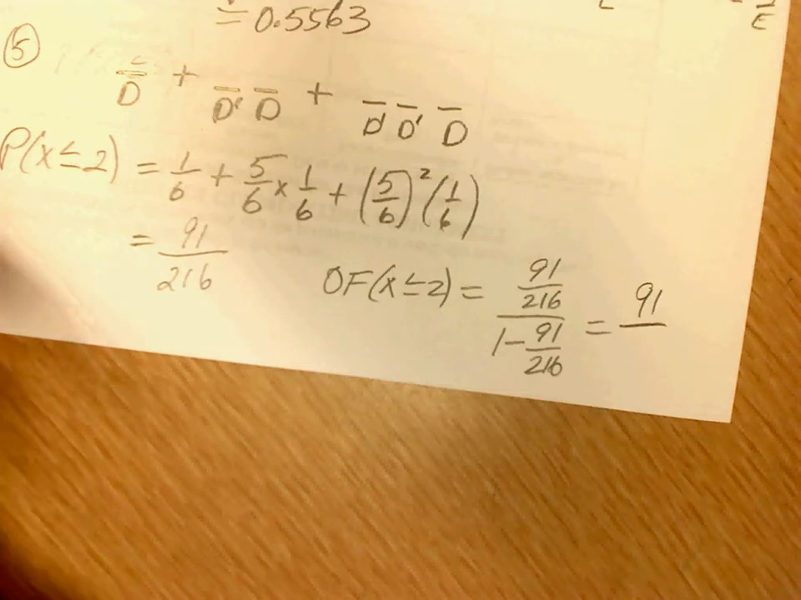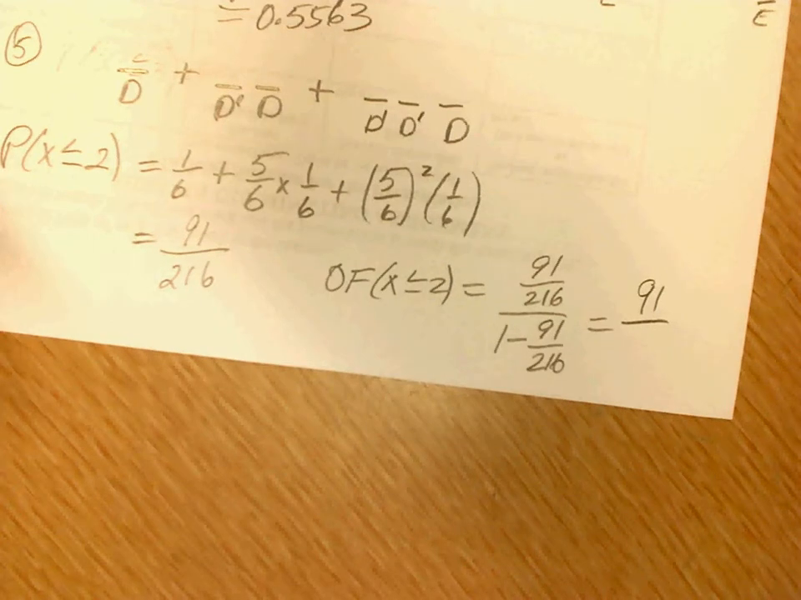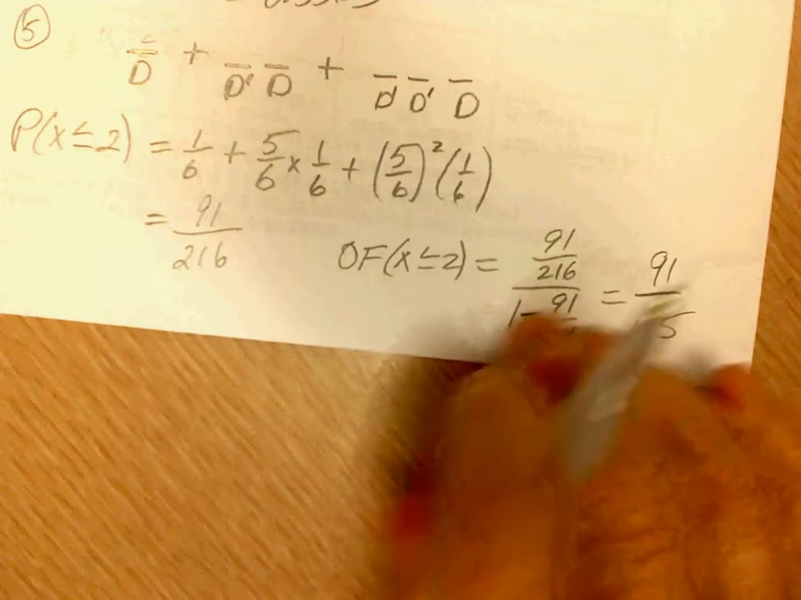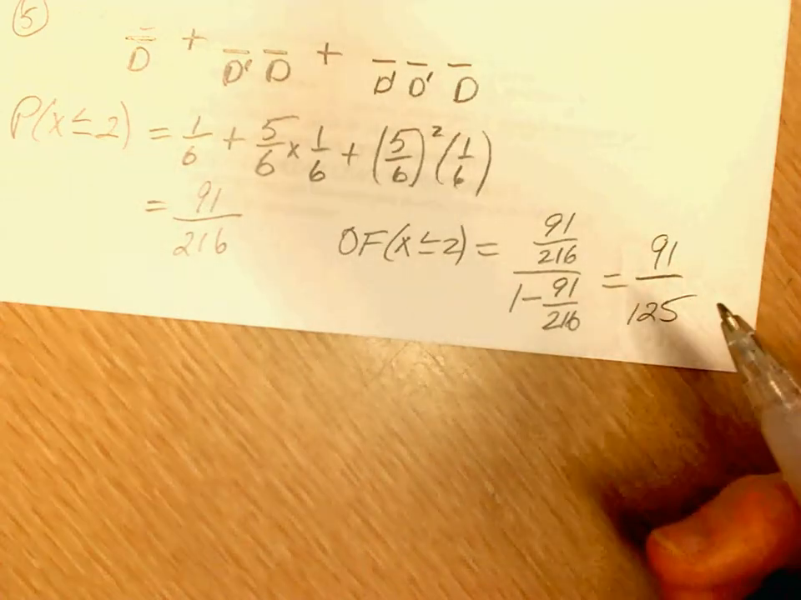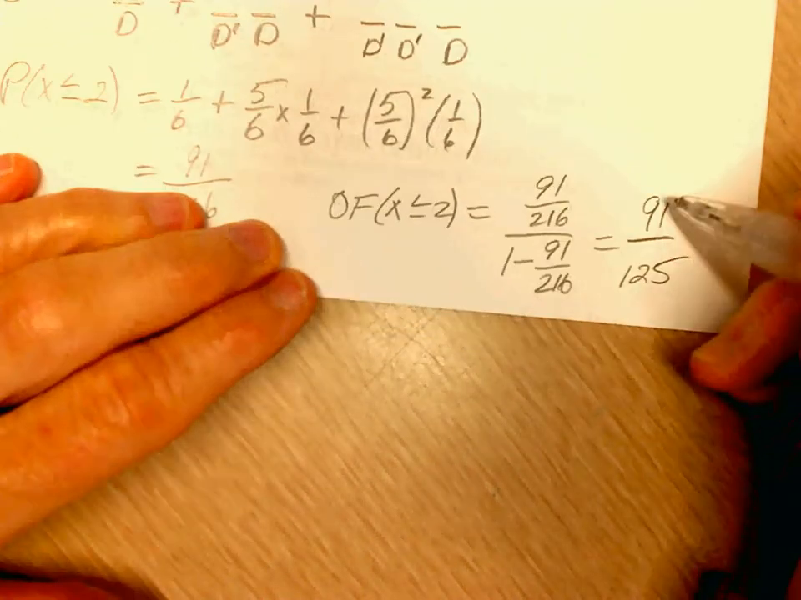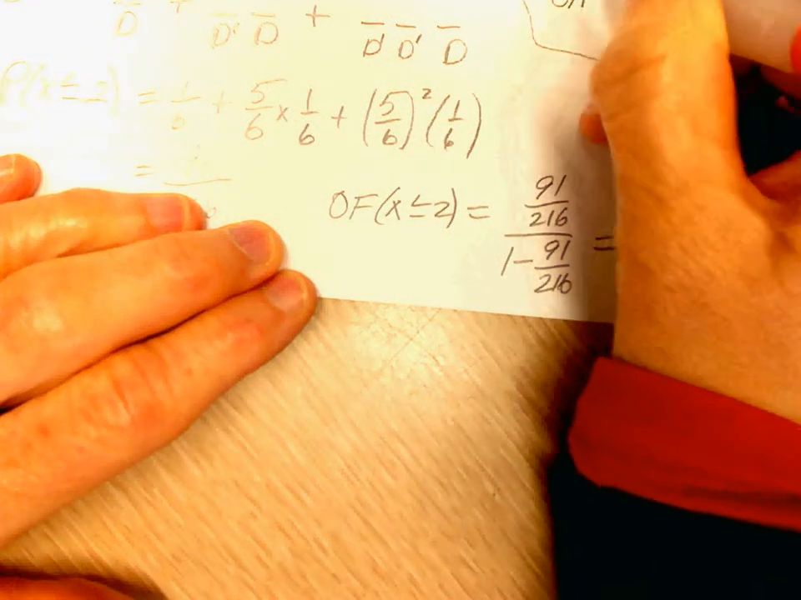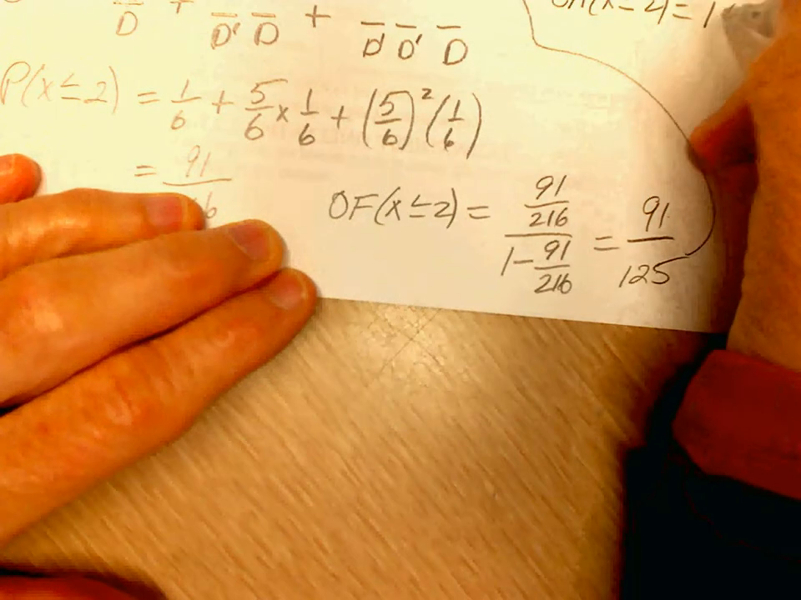Let's see, 216 minus 2. Okay. Oh, odds against. This is odds for. They want odds against, so it's the reciprocal. Sorry, I read the question wrong. So odds against x less than or equal to 2 is the reciprocal of that, 125 over 91.